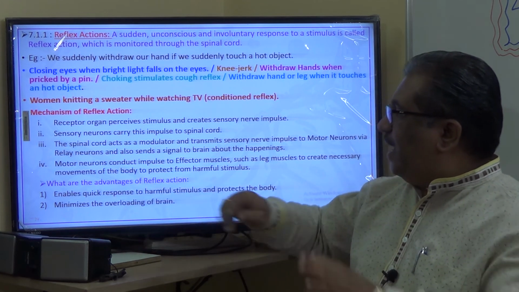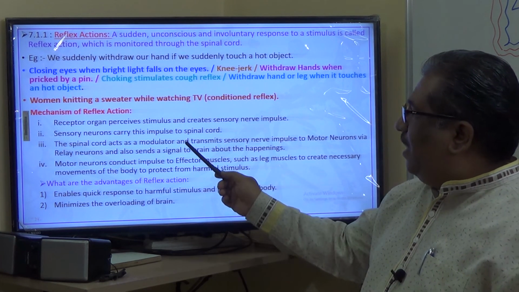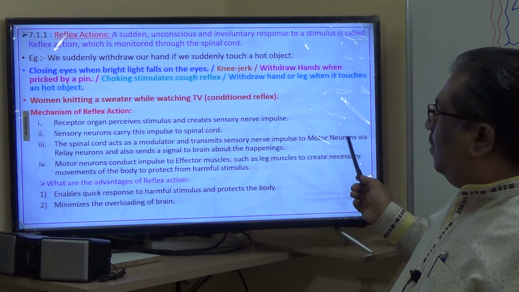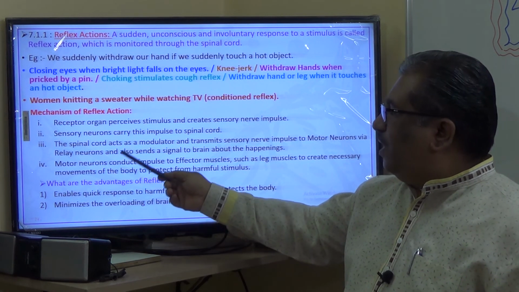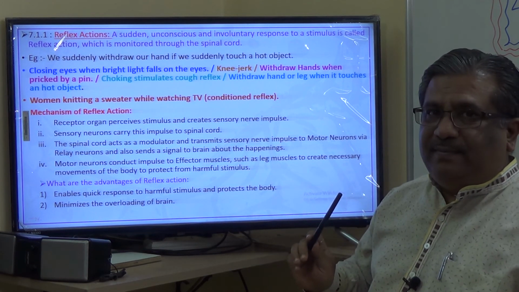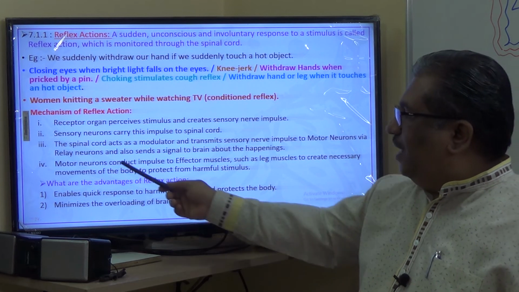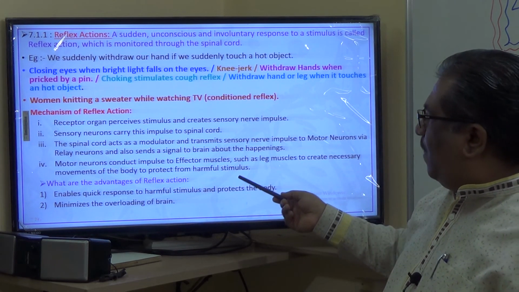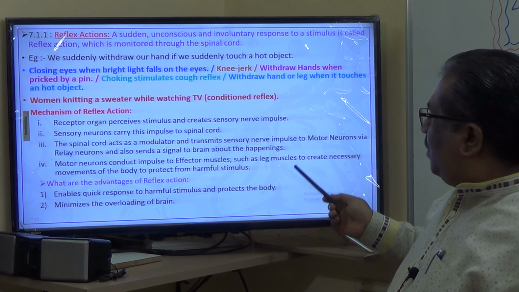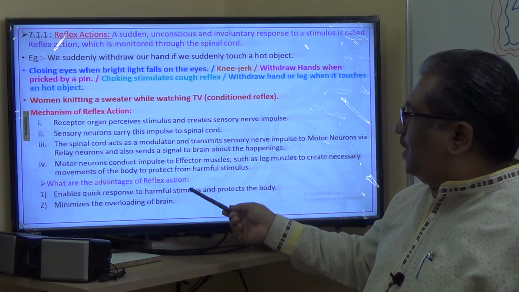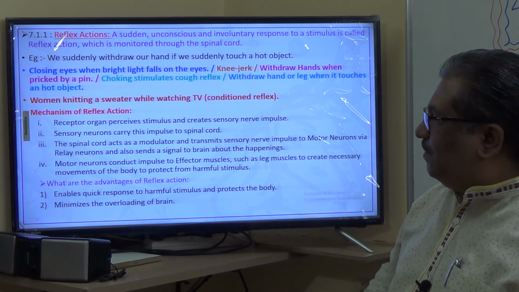The spinal cord acts as a modulator and transmits sensory nerve impulse to motor neurons via relay neurons and also sends a signal to the brain about the happening. Okay, and motor neurons conduct impulse to the effector muscles such as leg muscles or hand muscles to create the necessary movements of the body to protect from the harmful stimulus.